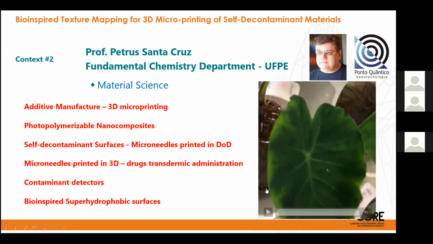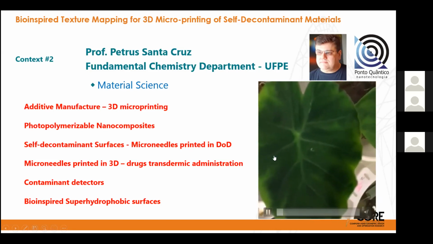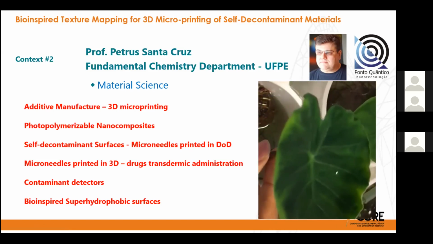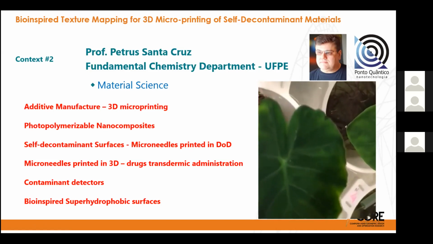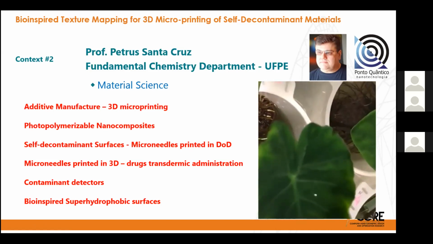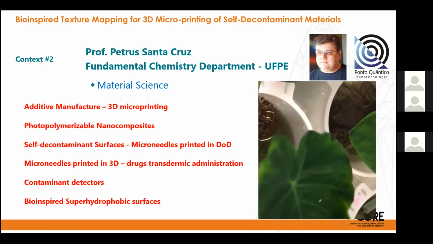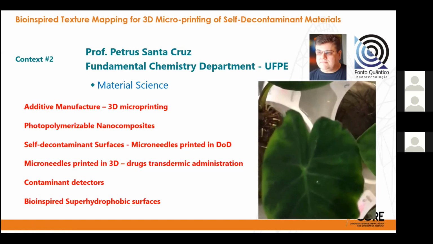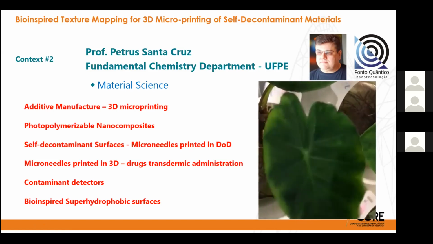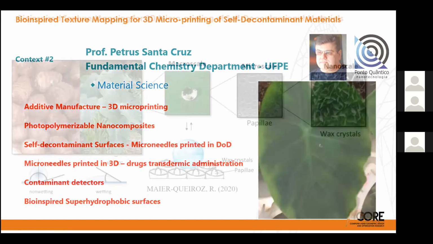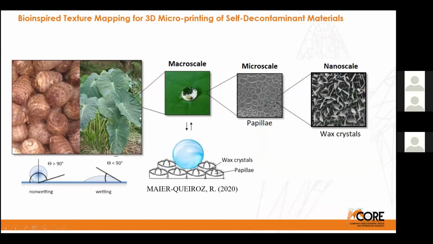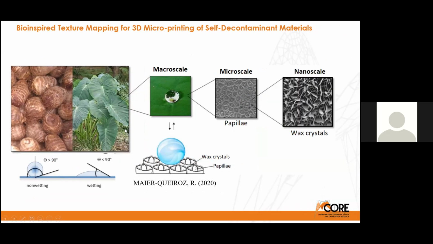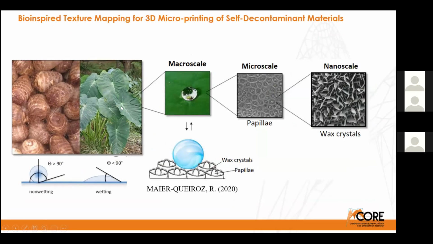The reason for this is the material properties, the levels of micro and nano scales that can produce this. We'll talk more about this, but this is one of the things that Professor Petrus was already working on. For example, here I talk a little bit more about this leaf, which is a yam from the northeast of Brazil, and also occurs in other countries.